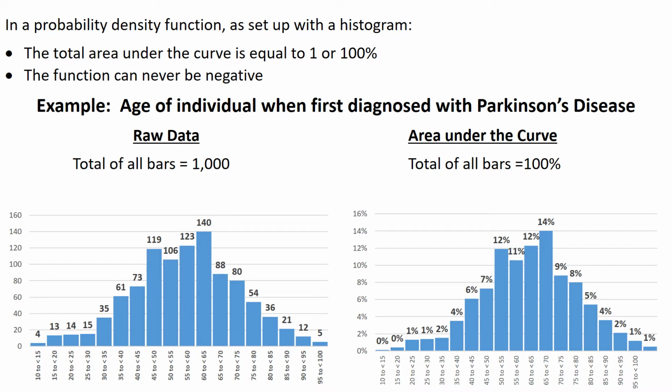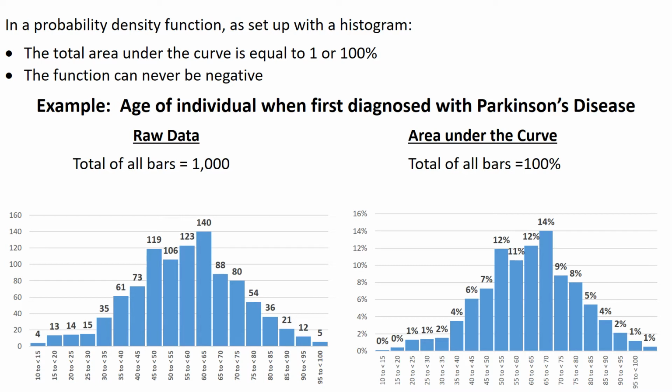Now, in a probability density function, when we set up this histogram, which we learned in Unit 1, the total area under the curve is equal to 100%. And as we said before, it can never be negative.